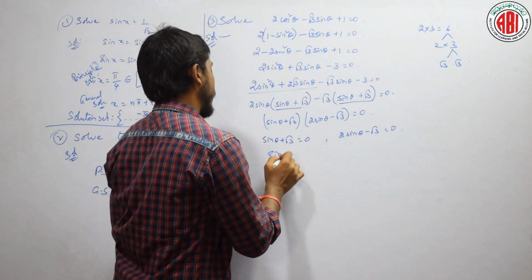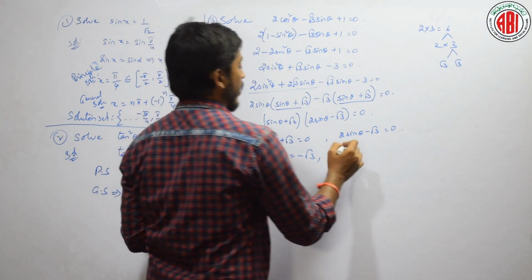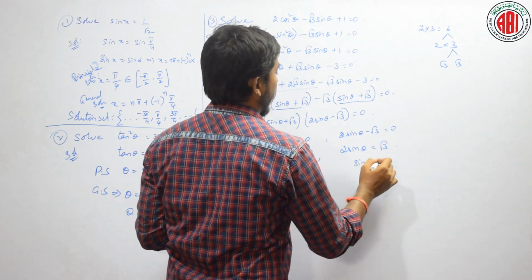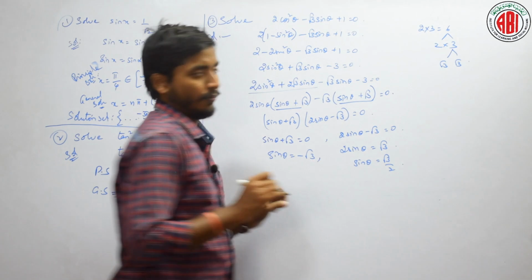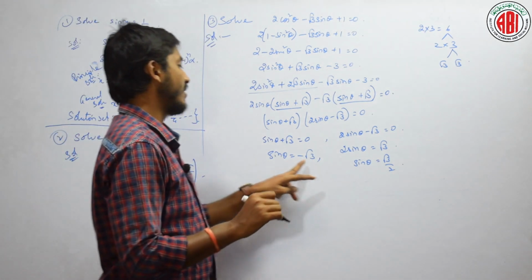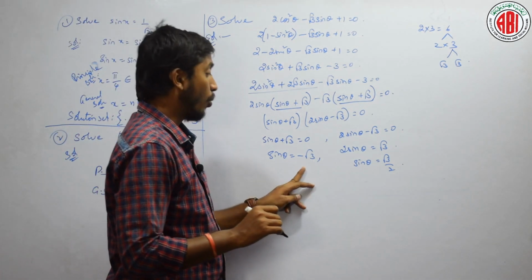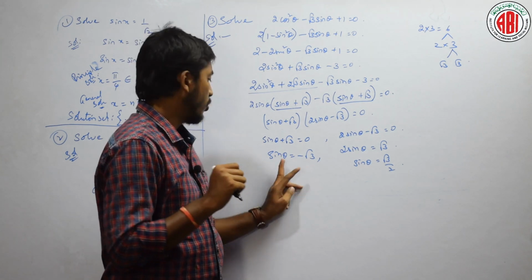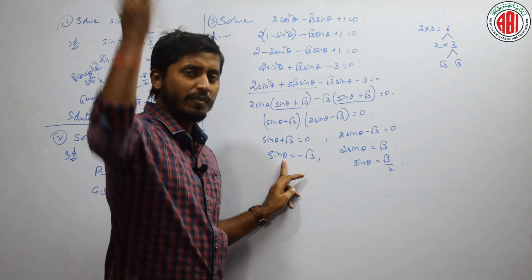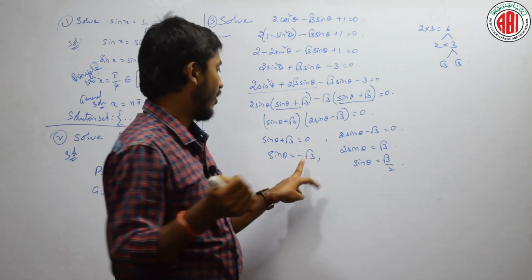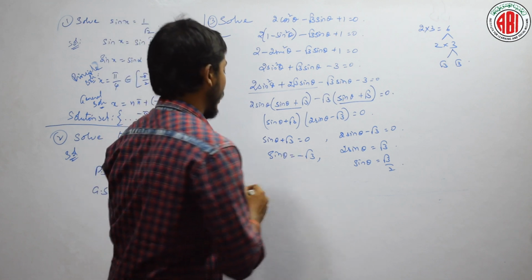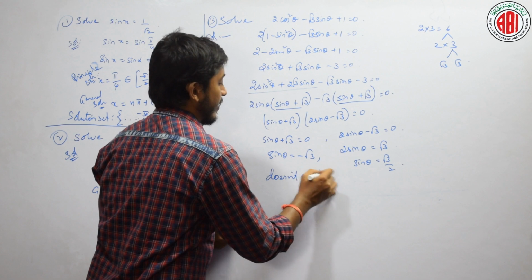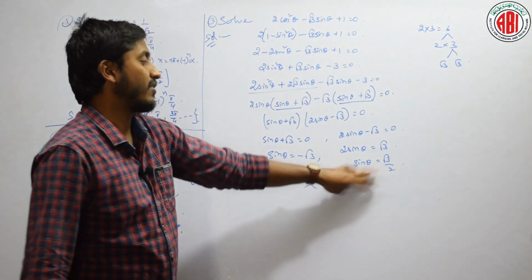Sin theta is equal to minus root 3, and here 2 sin theta equal to plus root 3, so sin theta equal to root 3 by 2. Now see here, sin theta is equal to minus root 3. What is the value of root 3? 1.732. Does sin go beyond minus 1? No, it always lies between minus 1 and plus 1. Therefore, here solution does not exist. Done.